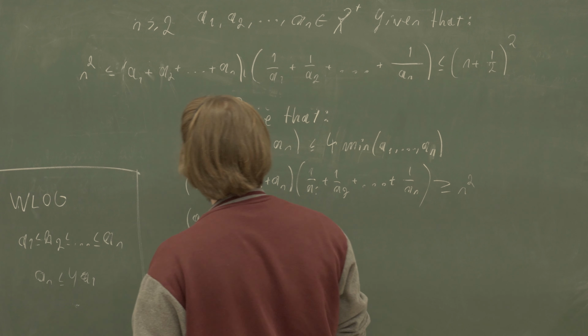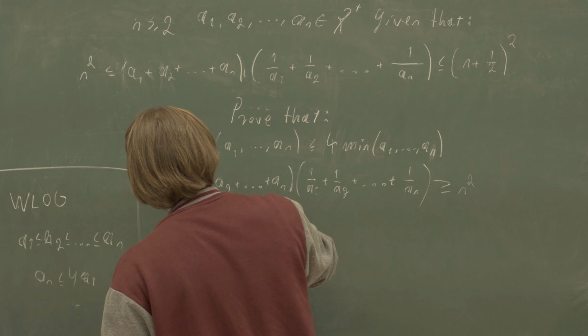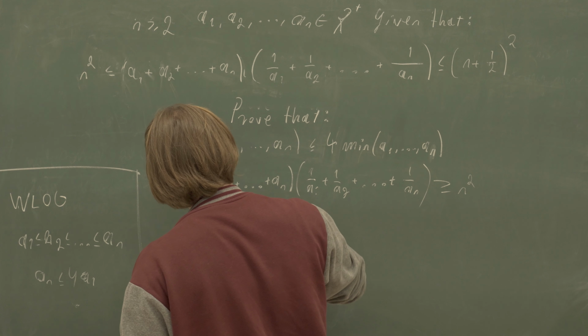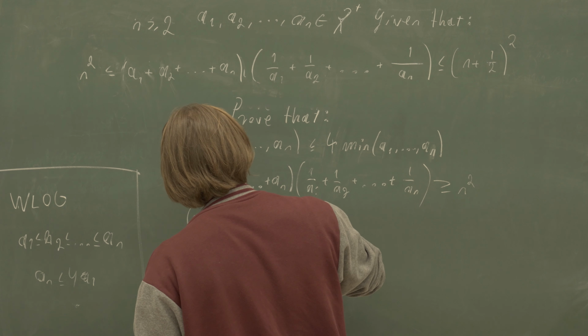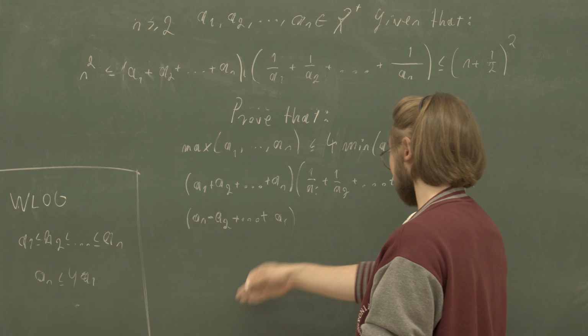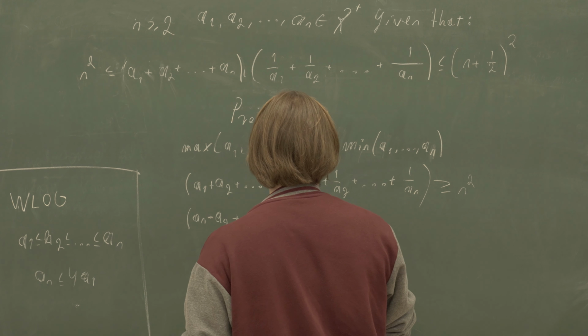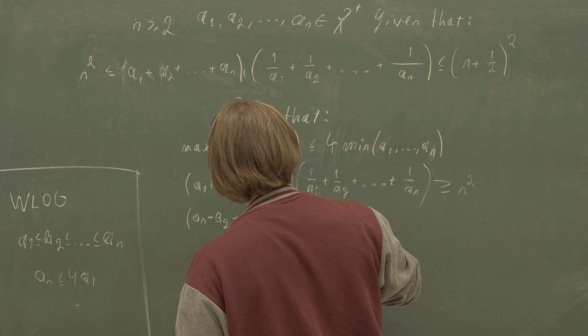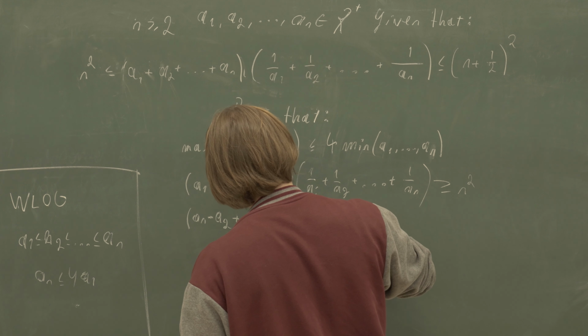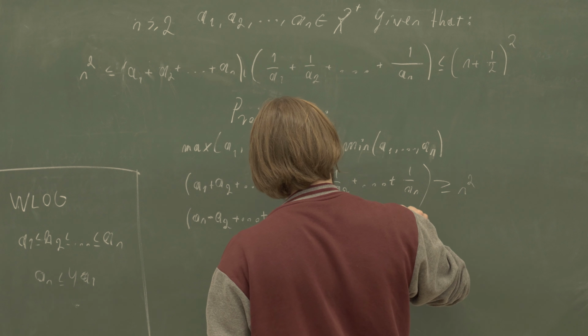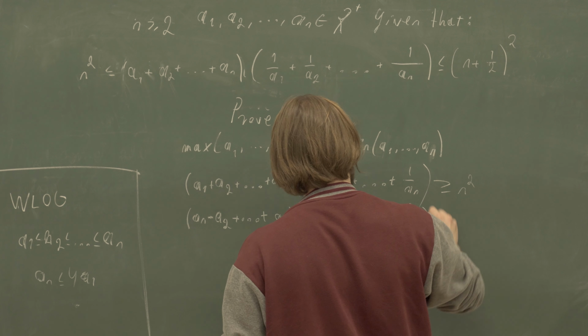So the order would look something like this: a sub n plus a sub 2. Then I'm going to be adding all of this stuff in the right order. And then the last thing I would like to sum up is a sub 1. And I'm going to multiply it by the same sum as before. I'm not changing anything here. So 1 over a1, 1 over a2, everything up to 1 over an.